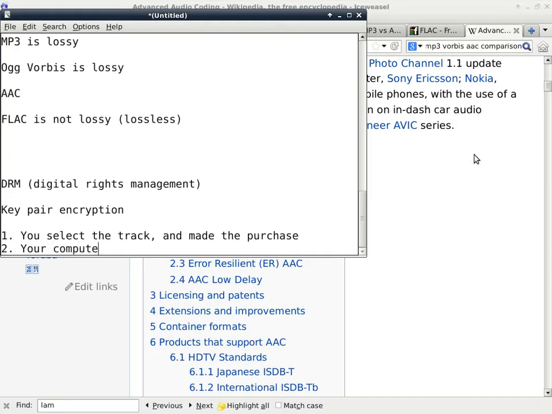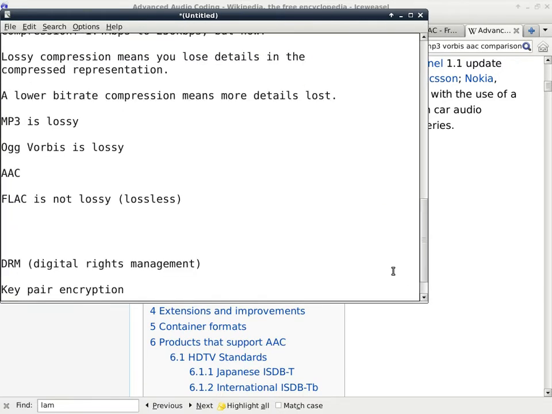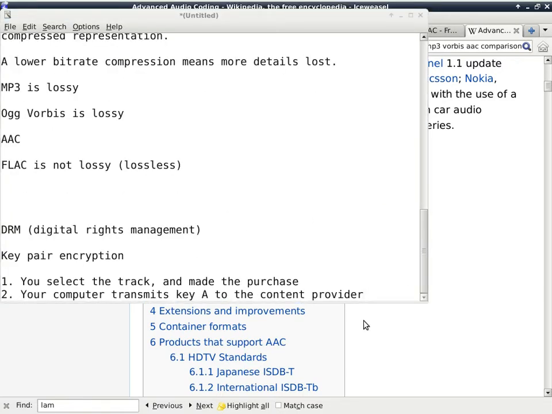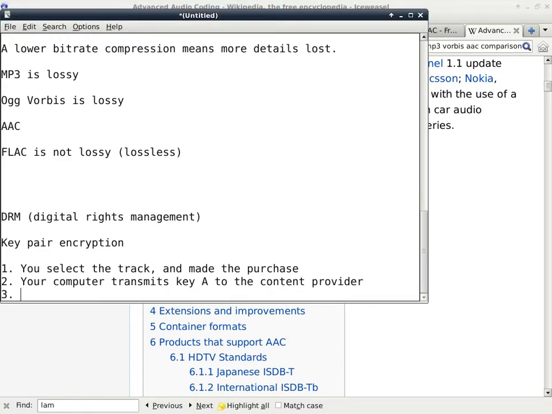Your computer transmits what I would call key A, in the key pair encryption, to the content provider. In this case, a content provider can be a record company, or whoever owns the copyright or distributes the music. The content provider uses key A to encrypt the music track.